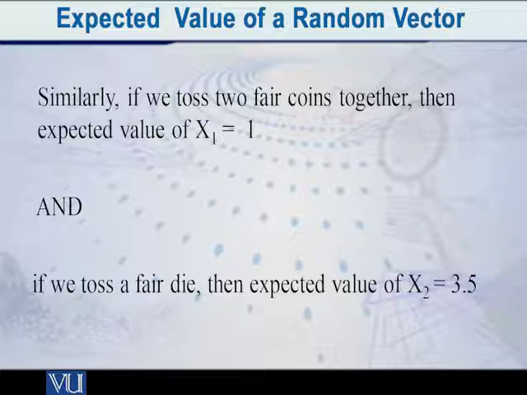Again, you can do the calculations, but you should develop the skill to find it in your head very quickly and to be able to say that the expected value of x2 is equal to 3.5. Now how did I say this? Well, because I said that it is a fair die. If it is a fair die, then 1, 2, 3, 4, 5 and 6, these 6 possible faces, each one of them has probability 1/6.